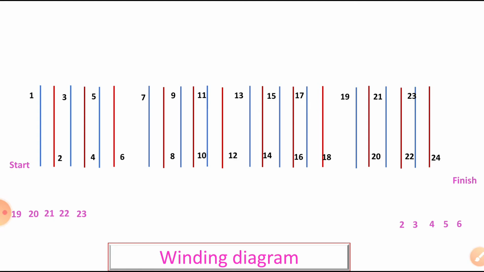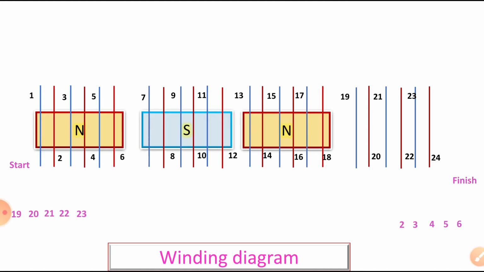So what are the numbers? 1 to 24. I have taken the odd numbers on the top and the even numbers on the bottom. Then represent the number of poles: north pole, south pole, north pole. So we know the pole pitch. Each pole consists of 6 conductors under its influence.